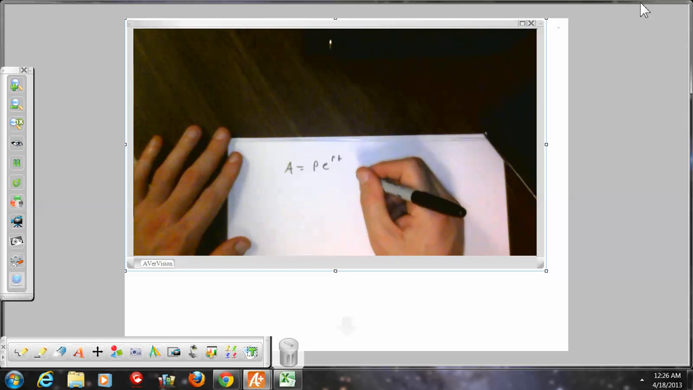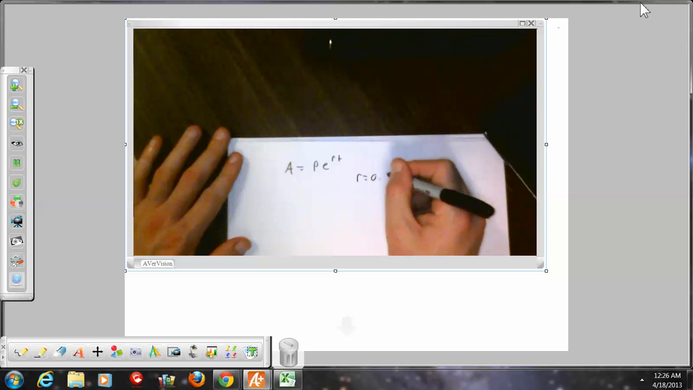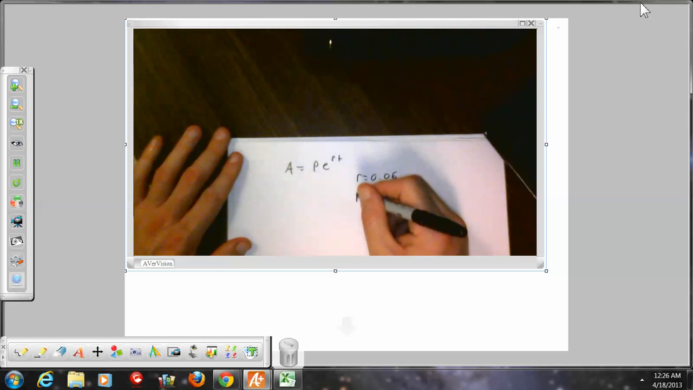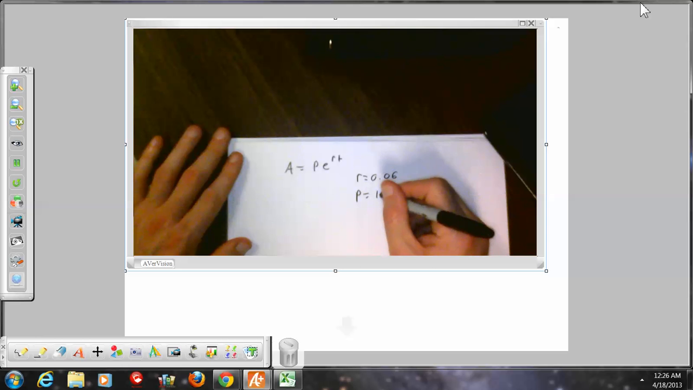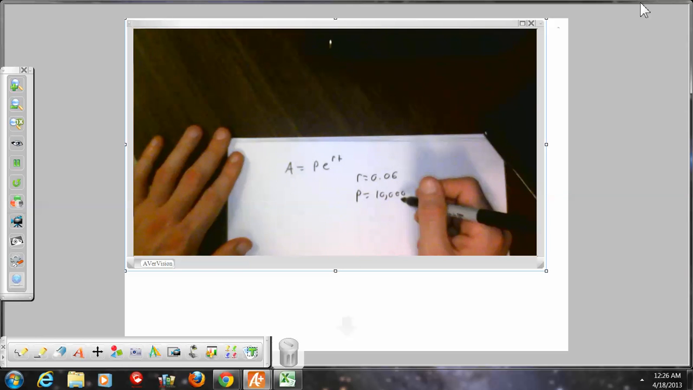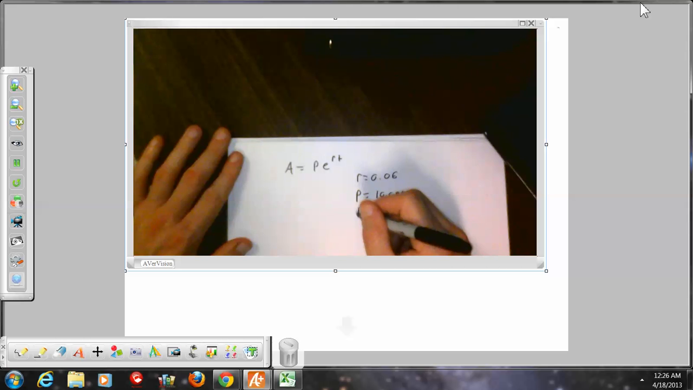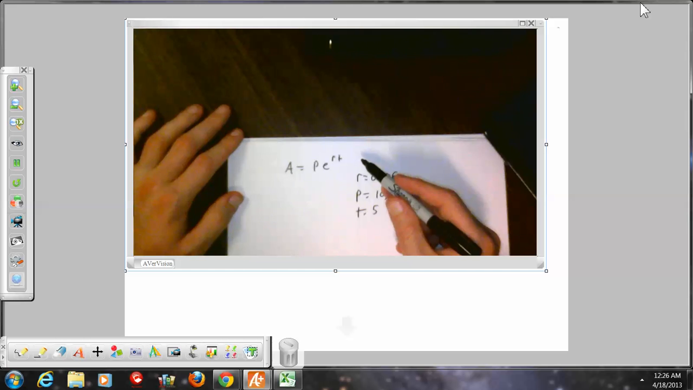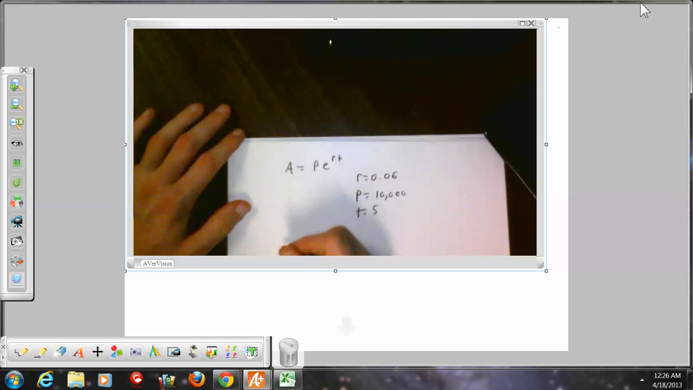So let's see how this works. r in the problem is equal to 0.06, P is equal to 10,000, and t is equal to 5. Now there's no n in here. Essentially n is equal to infinity or something like that, however you want to think of it. So we don't have to do anything with n. It's already built into the problem.